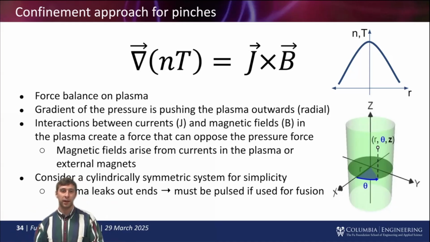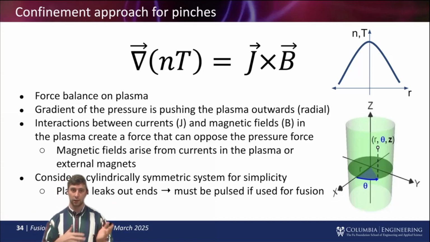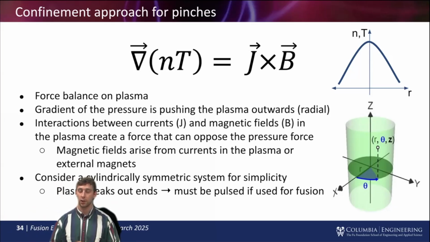We have interactions with magnetic fields. So if we have the current going in one direction and the magnetic field going perpendicular to that, the force that will be experienced by the plasma will be felt in the direction perpendicular to both of those, the current J and the magnetic field. The magnetic fields, I'll make a note here, can arise either due to the plasma itself, or due to external magnets that we use to apply a magnetic field on the plasma. So we're going to consider cylindrically symmetrical configurations just for simplicity.